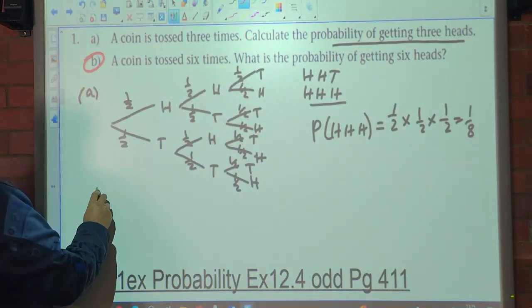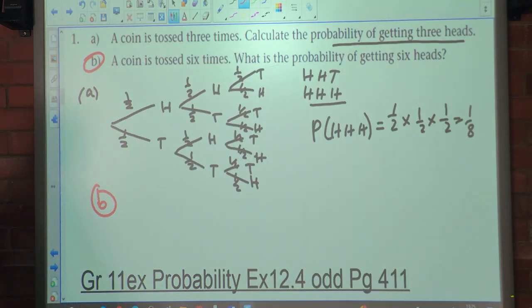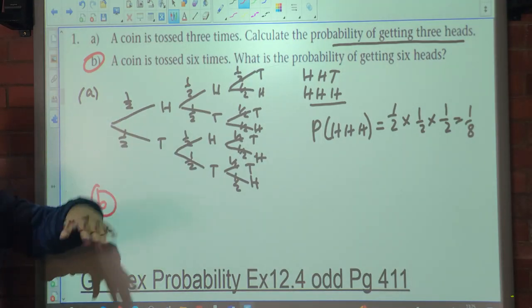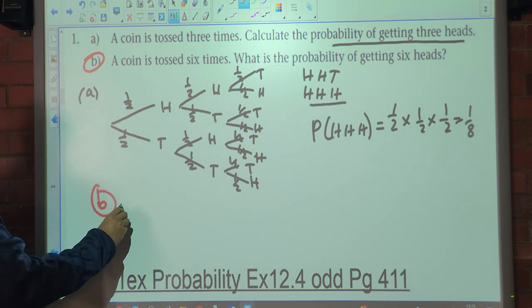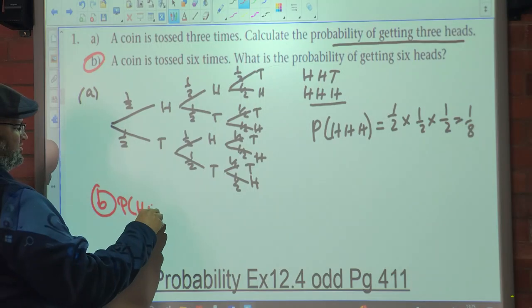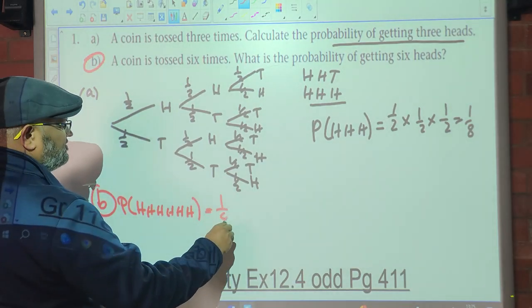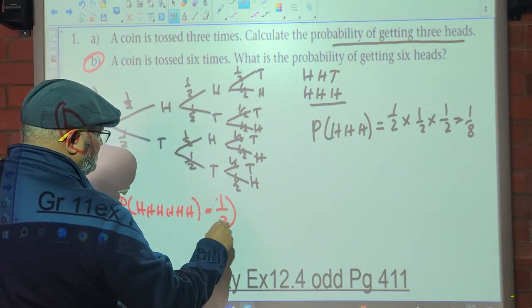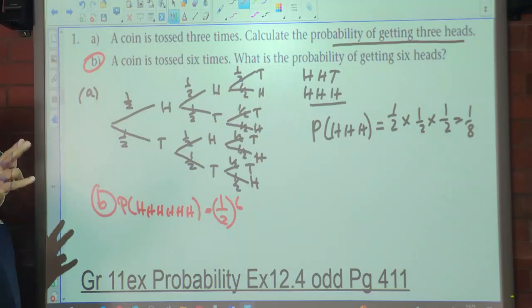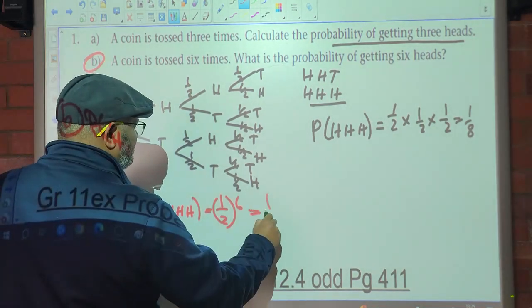Look at B. If a coin is tossed 6 times, I'm not going to draw this extended 6 times. However, it will simply be 1, 2, 3, 4, 5, 6 tosses. So it's going to be half to the power 6. Or you're going to say half times half times half times half times half times half, which is 1 over 64.